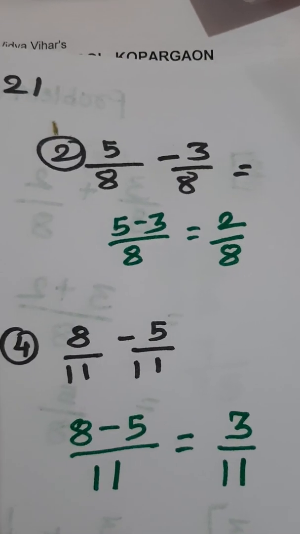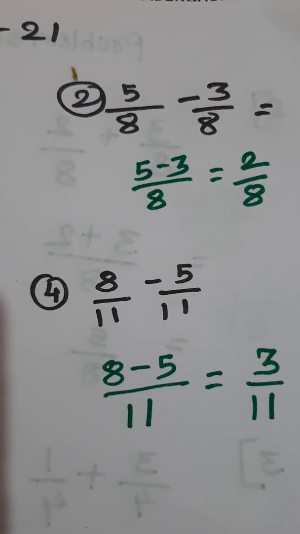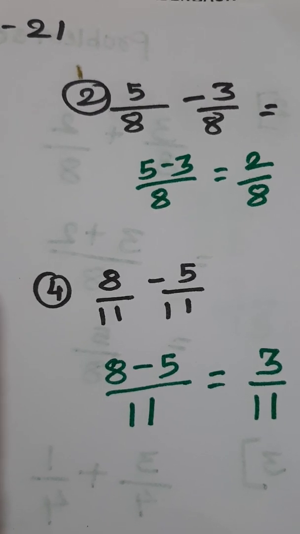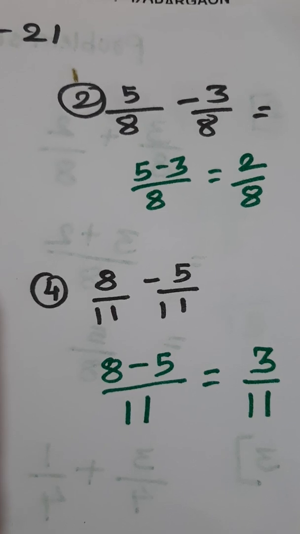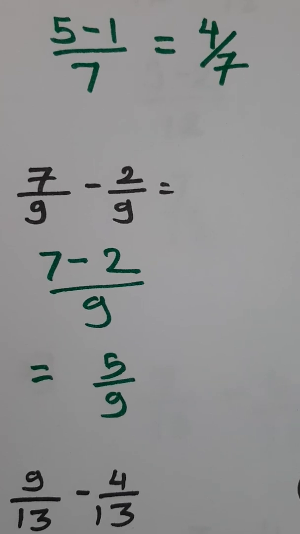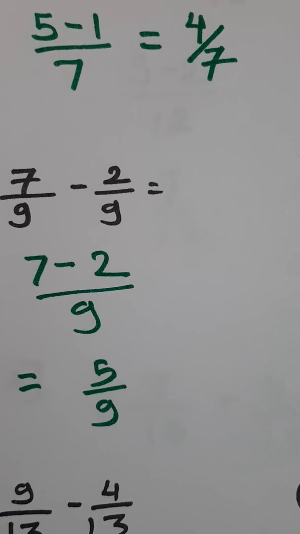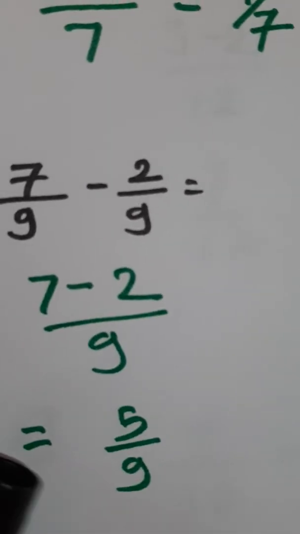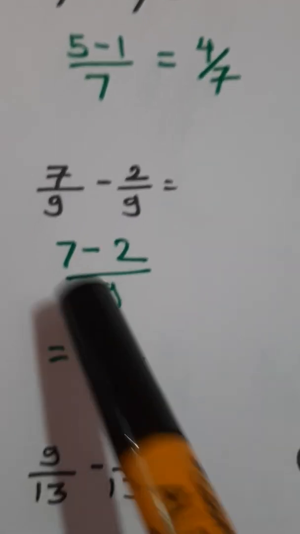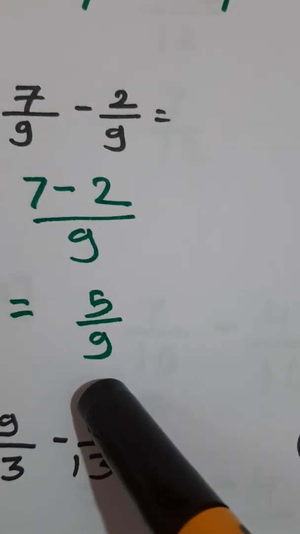Let's see the second problem. 5 upon 8 minus 3 upon 8. They are like fractions, so give them the common denominator and subtract the numerators. 5 minus 3, 2. 2 upon 8. Next sum, third one. 7 upon 9 minus 2 upon 9. As usual, having the same denominator, so give them the common denominator and subtract the numerators. It means 7 minus 2 upon 9. 7 minus 2, 5. 5 upon 9.